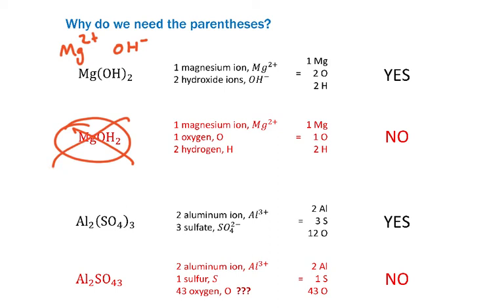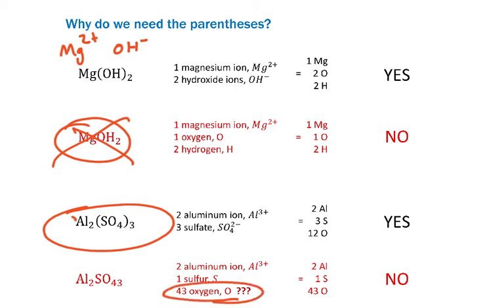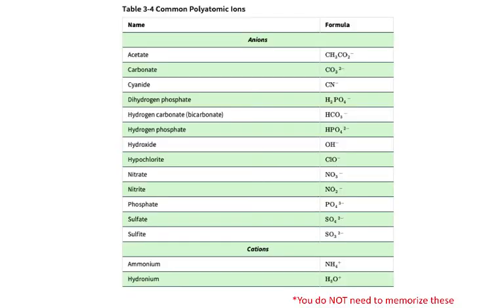And here's the example from before, Al2(SO4)3, and then without the parentheses, it looks like Al2SO43 oxygens. No, that would be a lot. So parentheses are necessary. There are a lot of polyatomic ions, and you do not have to memorize them.